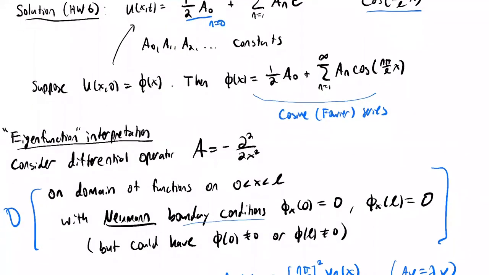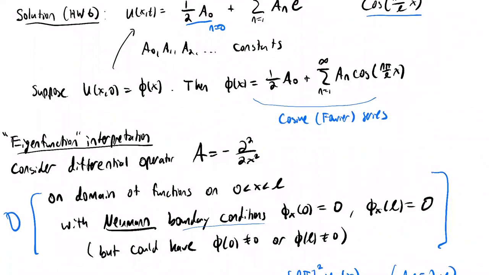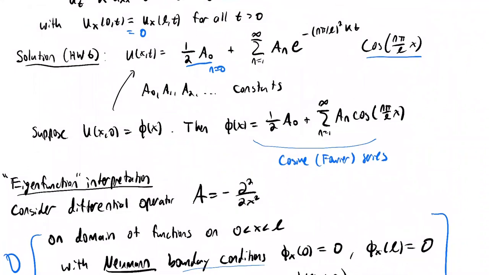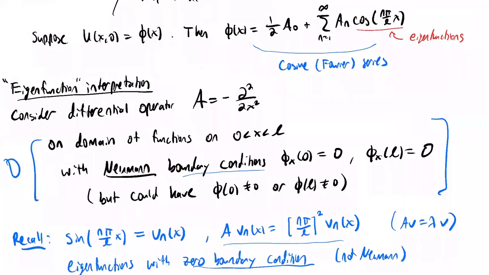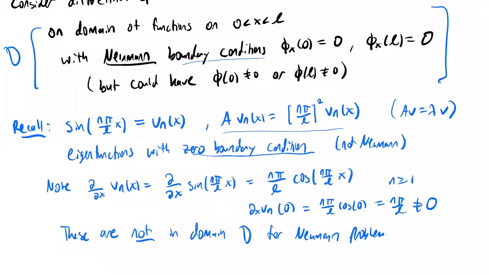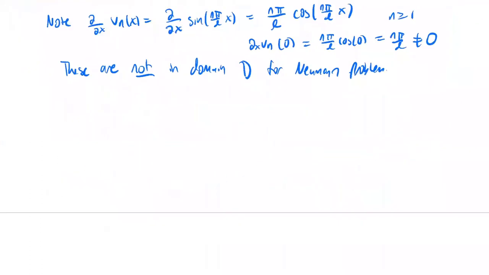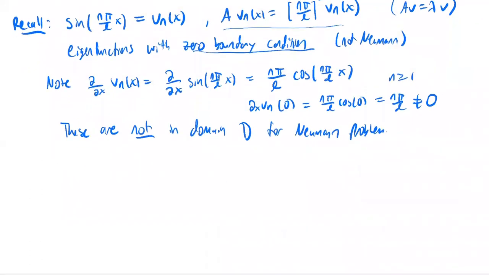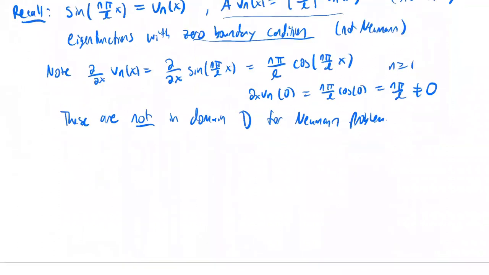And so in particular, you can hopefully guess, just from similarity, that we would expect the eigenfunctions for the Neumann problem to be not sine of n pi over L, but instead cosine of n pi over L. And so this is going to turn out to be the case. I'm not going to elaborate too much on it. We'll just check that they work. Let me call this a theorem.